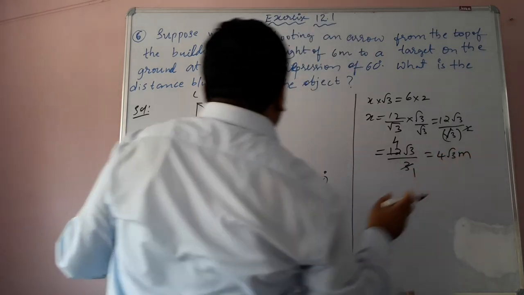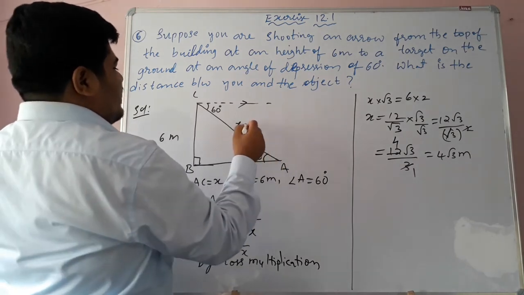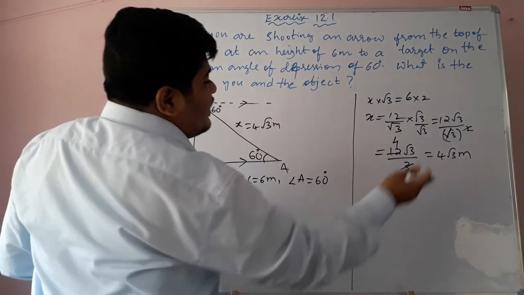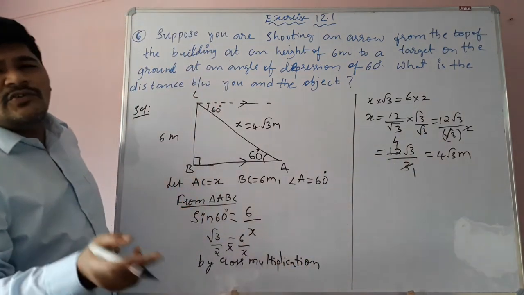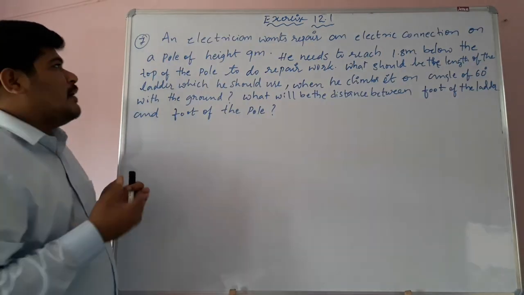And students, this is the distance between you and the object on the ground. So the x value is 4 root 3 meters. If you want, you can take root 3 as 1.732 and multiply. So students, in this way we will solve this problem. Now let's see problem number 7.